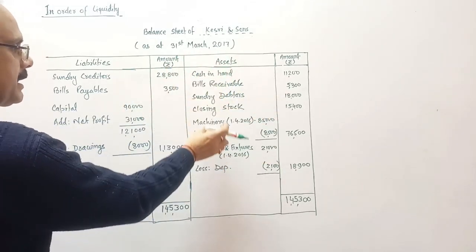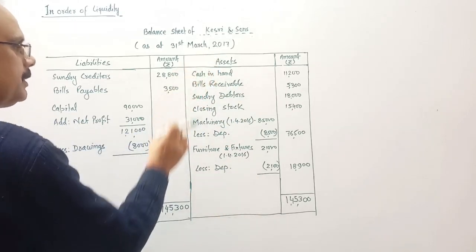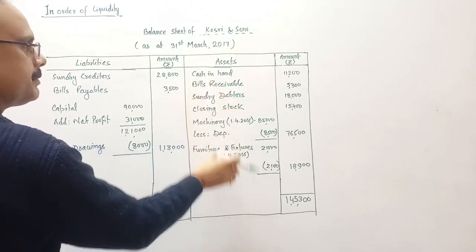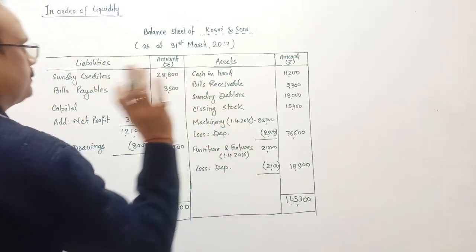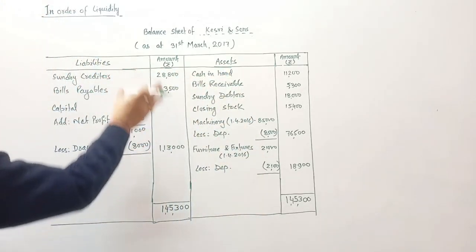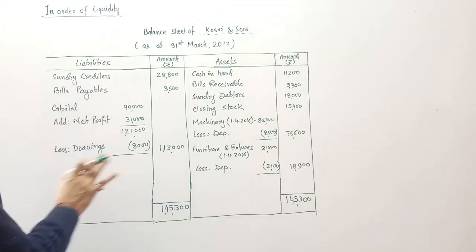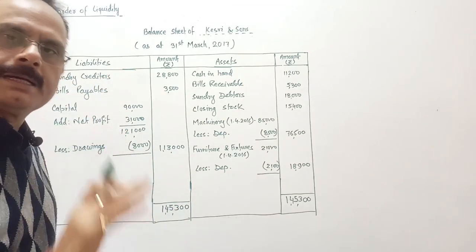Means this furniture and machinery will be at top, closing stock thereafter, sundry debtors thereafter, bills receivable and cash in hand will be at the bottom. And this side, this will be at the top, creditors and bills payable will be at the bottom when it is in order of permanence.